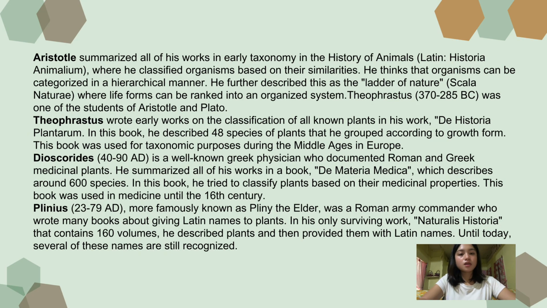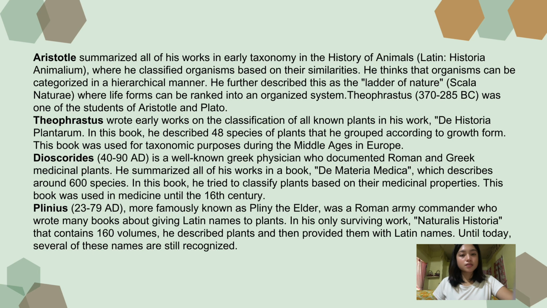So Aristotle summarized all of his works in early taxonomy in the History of Animals, in Latin Historia Animalium, where he classified organisms based on their similarities. He thinks that organisms can be categorized in a hierarchical manner. He further described this as the ladder of nature, which is the scala naturae, where life forms can be ranked into an organized system.